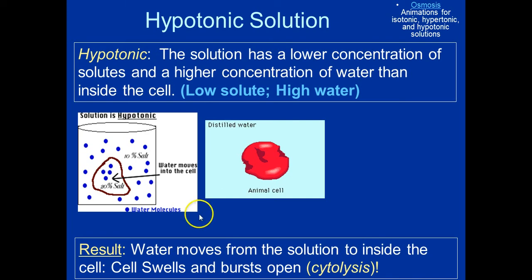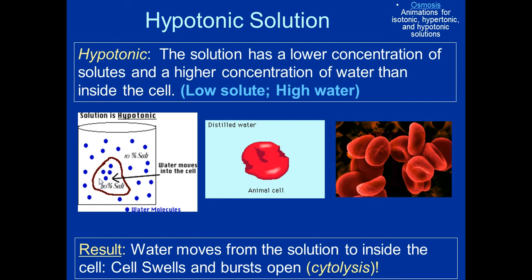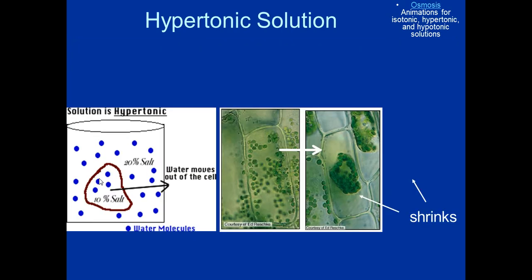As you can see here, there is a higher concentration of salt inside the cell. So the water will move in, and the cell will swell and then burst open. In a hypertonic solution, hypertonic means there is a greater amount of salt on the outside of the cell. You can see here, only 10% salt inside, 20% salt outside, so the water will move out of the cell.